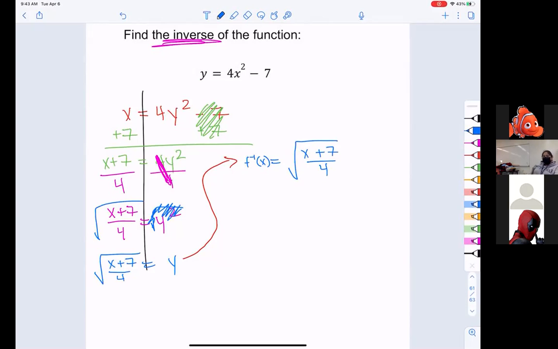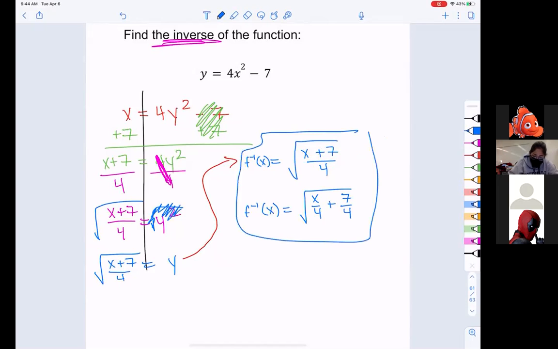Brian, what do we always want to do to a fraction just in case? Separate the fraction. So yes, this was an acceptable answer, but I want to separate the fraction as well. So I have f inverse of x equals the square root of, if I'm separating the fraction, x over 4, then I have 7 over 4, plus 7 over 4. So both of these are acceptable answers. They're great, both.